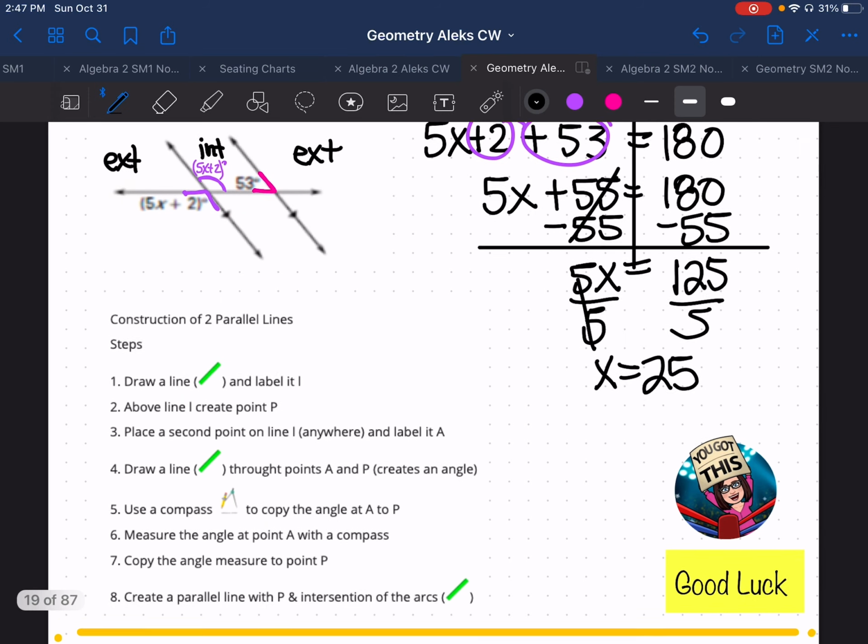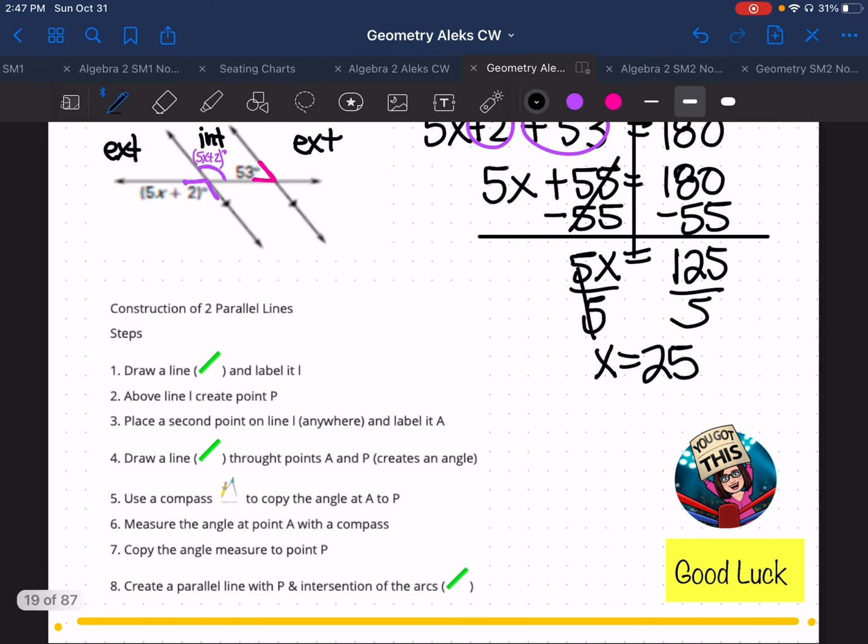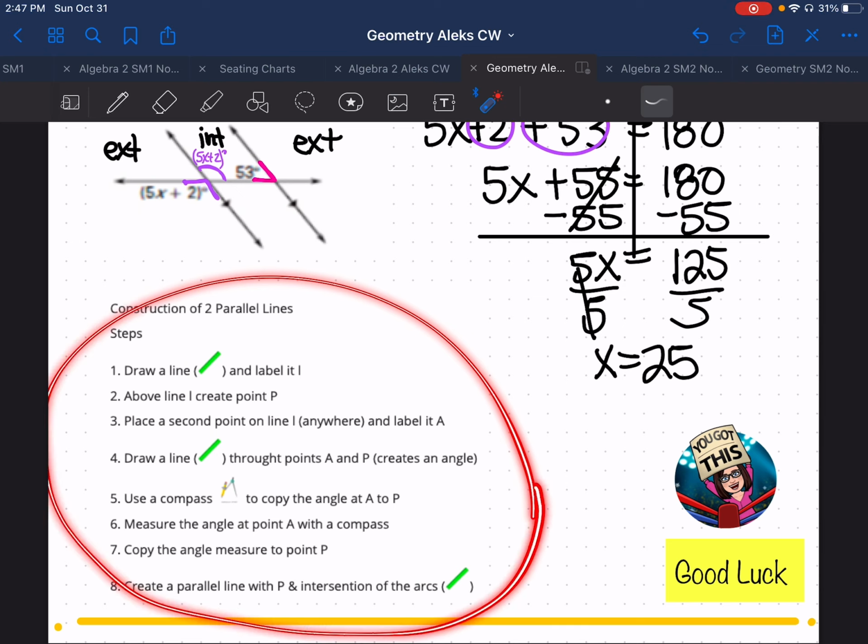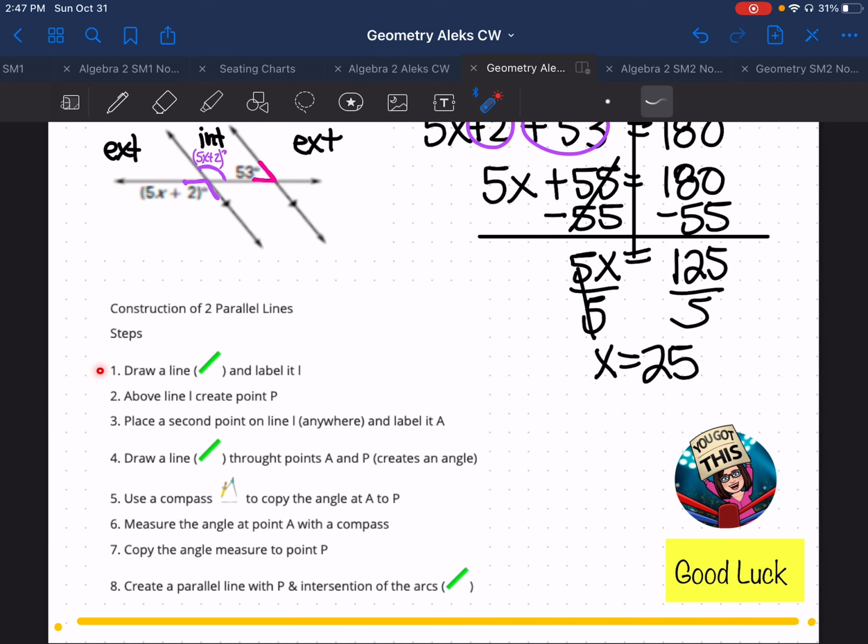The last thing we're going to do before we take our quiz or our test today is practice our construction one last time. These are the steps for your construction. Please remember that steps 1 and 2 are done for you. All you have to do is the labeling part. You're going to start here from step 3 and finish through step 8. Very good luck on your test, guys. You got this.